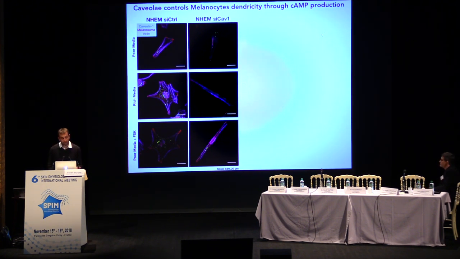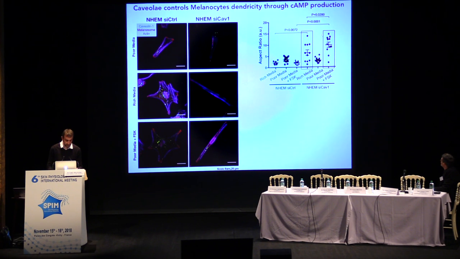So we decided to quantify this observation a bit more. What we did first is to quantify what we call the aspect ratio, meaning the ratio between the major axis of the cell and the minor axis. And what you can see is that you have an increase of this ratio when caveolin 1 is not present in rich medium, or medium supplemented with forskolin, meaning that indeed they are much more elongated and stretched.